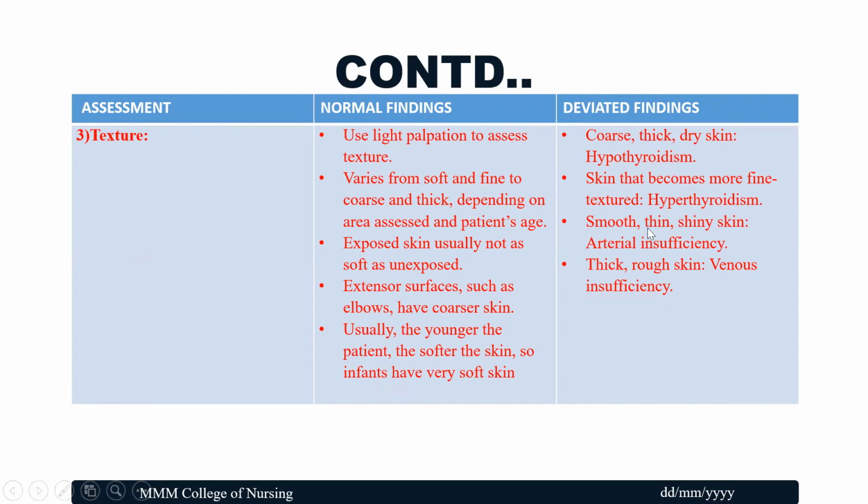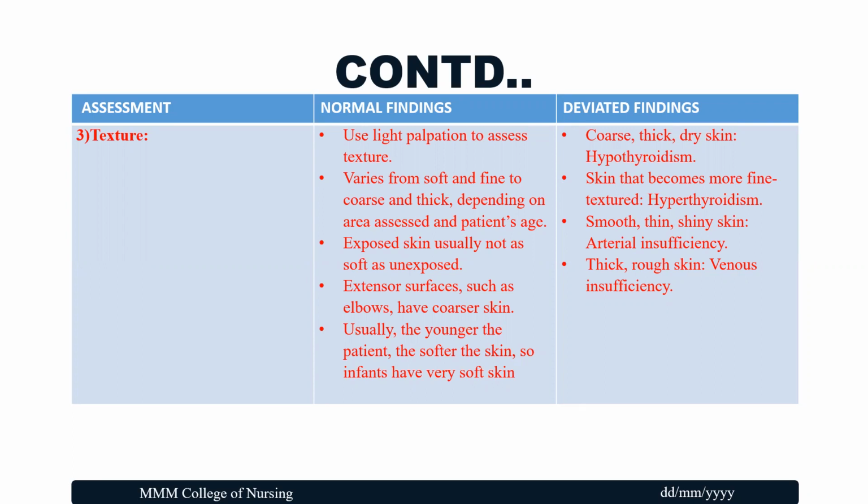When it comes to texture, as that is normal, now we are going to see the deviated findings. Coarse, thick, dry skin indicates hypothyroidism. Skin that becomes more fine textured indicates hyperthyroidism. Smooth, thin, shiny skin indicates arterial insufficiency. Thick, rough skin indicates venous insufficiency. These are the deviated findings.